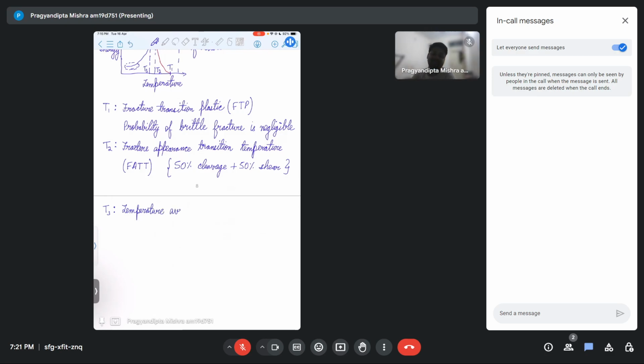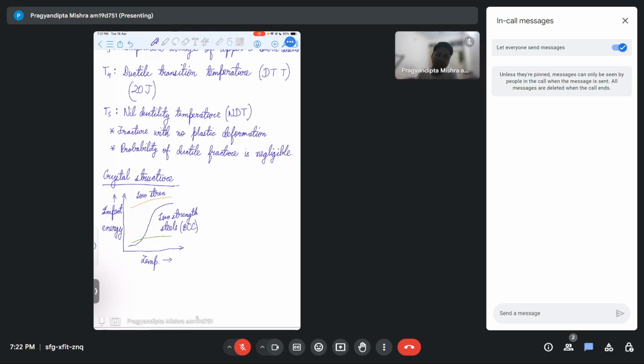So which crystal structure will show which kind of behavior? Essentially, low strength steels, which are BCC, are usually the ones which have this regular impact energy versus temperature curve that we are seeing. While if you see low strength FCC and HCP metals, they will have none of this transition temperature phase. They'll not have a ductile to brittle transition. They won't have that.